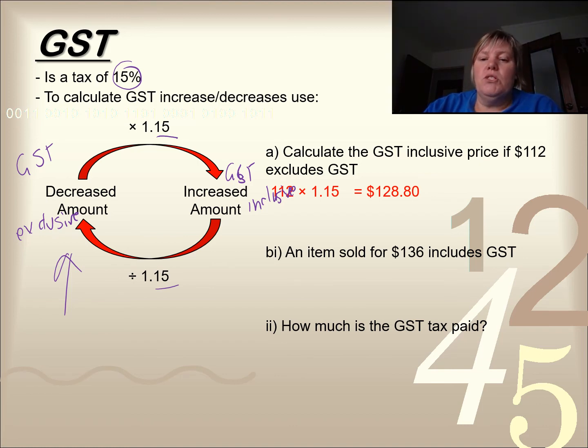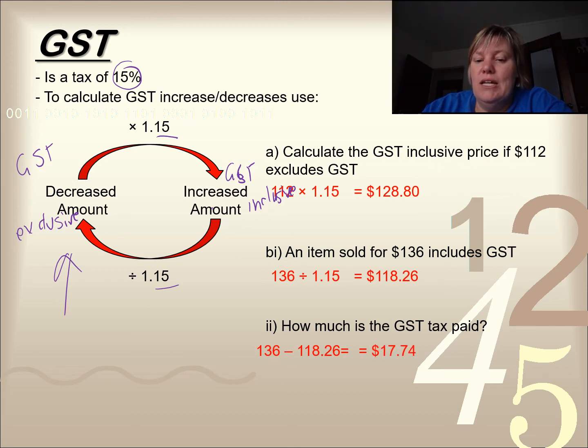Second question says, an item sold for $136 already includes GST, so that's up here. How much is the GST paid? So two questions there. First of all, I've already got the included amount, so this time I'm going to divide because I've got to get back to how much it was. That tells me it was originally $118.26 before the tax was added. Now to work out how much tax was added, it's very simple. You just take the difference between the two amounts. So $136 minus $118.26 equals $17.74. Got it? Cool.